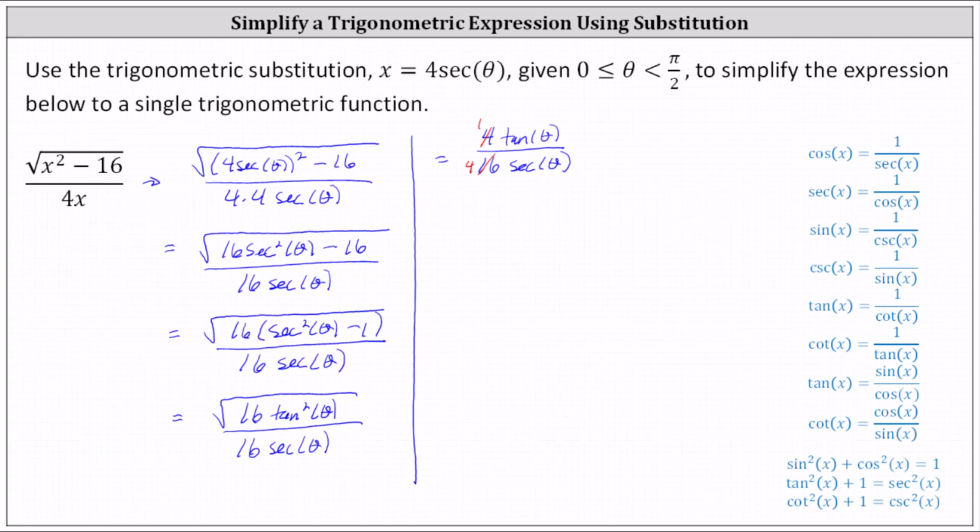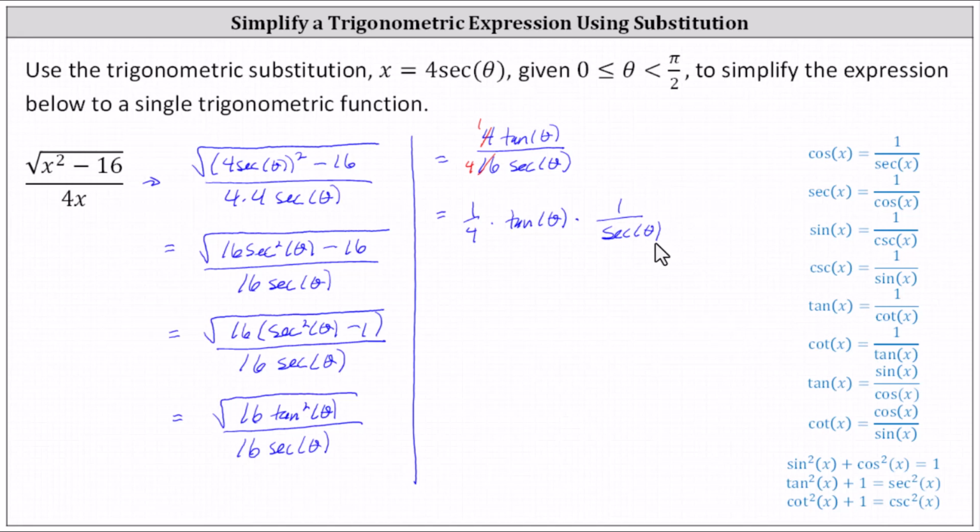Let's break this up into parts. Let's write this as 1/4 and then times tangent theta. And then because we have secant theta in the denominator, we'll multiply by 1 divided by secant theta. Notice we still have tangent theta divided by 4 secant theta.